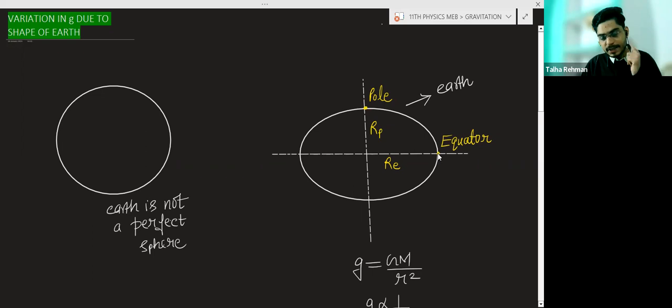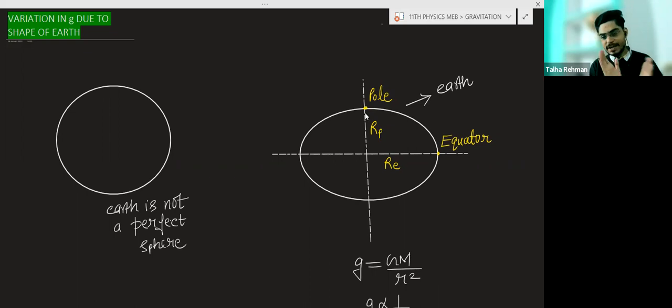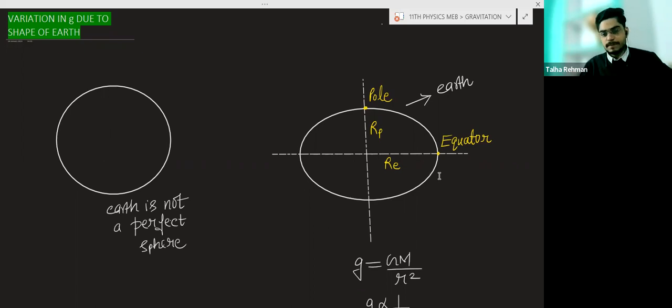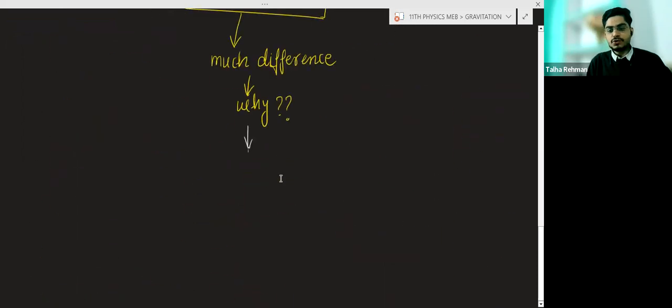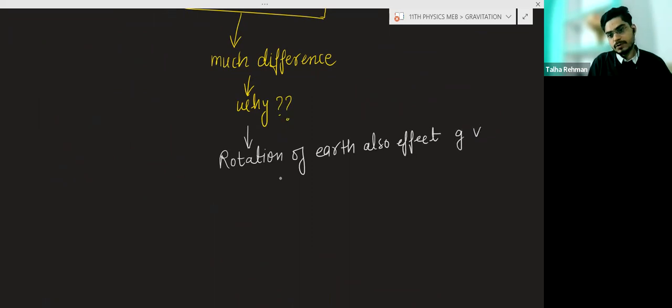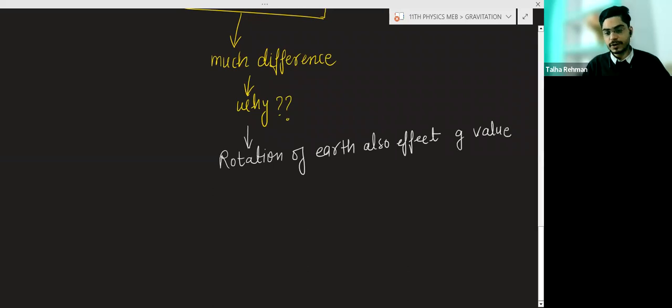That is why at the equator and at the pole, when we find the value by experiment and when we find the value by calculations, there is a much difference in the value, because when you are finding the value with the calculation, you are not considering the rotational effect of the earth. So this is due to the rotation of the earth. Rotation of the earth will also affect the g value.